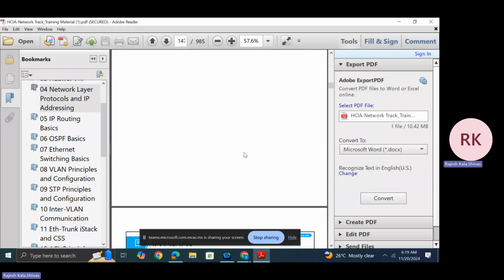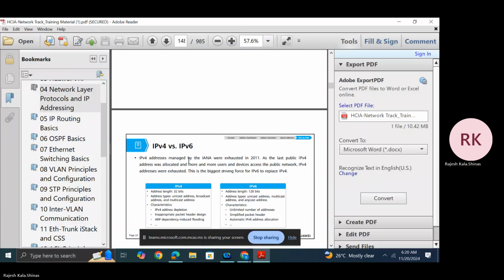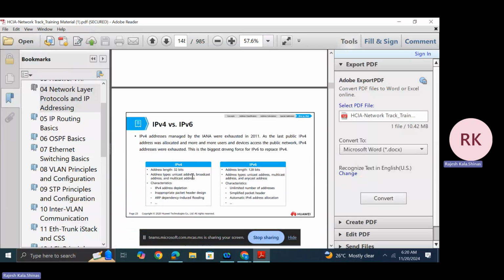What is DHCP? Dynamic Host Configuration Protocol, the protocol which will configure the IP address, subnet mask, default gateway, DNS server, everything automatically to the computer. Now, why do we use IPv6? Because IPv4 is only 32 bits. It's not enough as the number of hosts is increasing, not enough to satisfy the computers. That's why we go for IPv6, 128 bits.